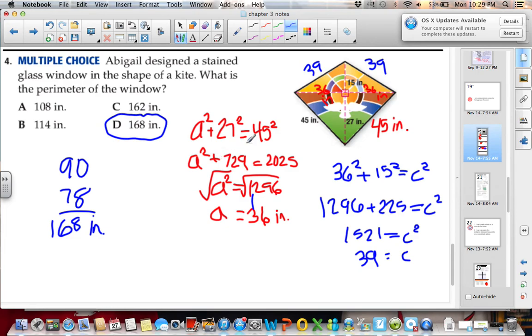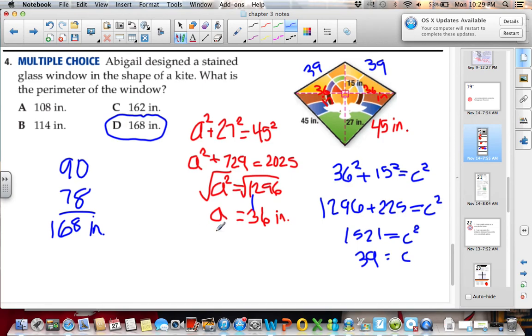Oofta, that's a lot of work. I love the problems that have tons of work like that and then you end up with your answer.